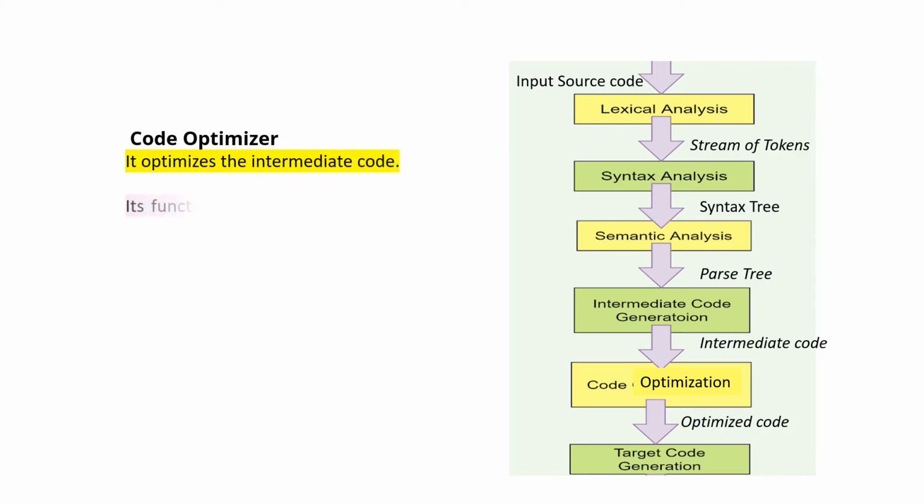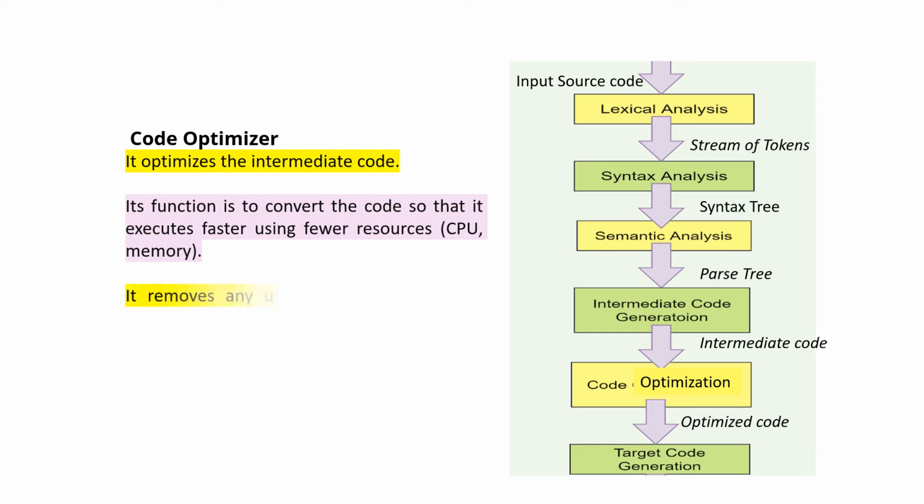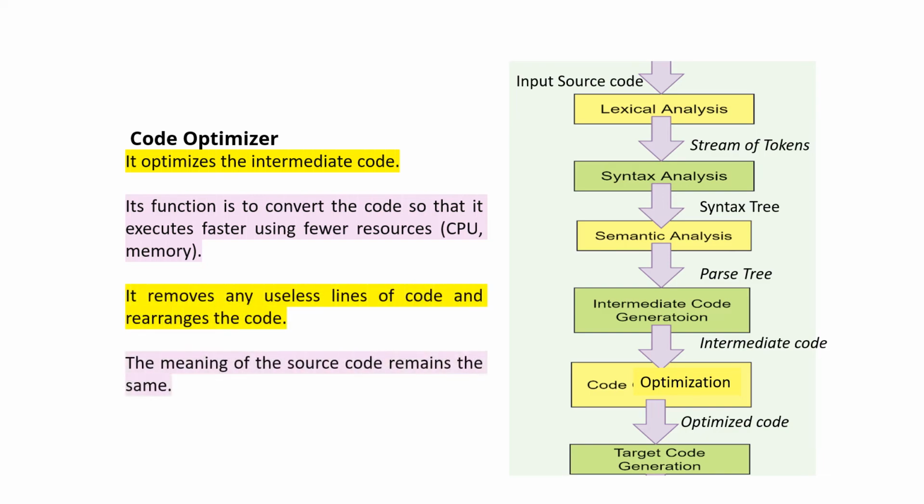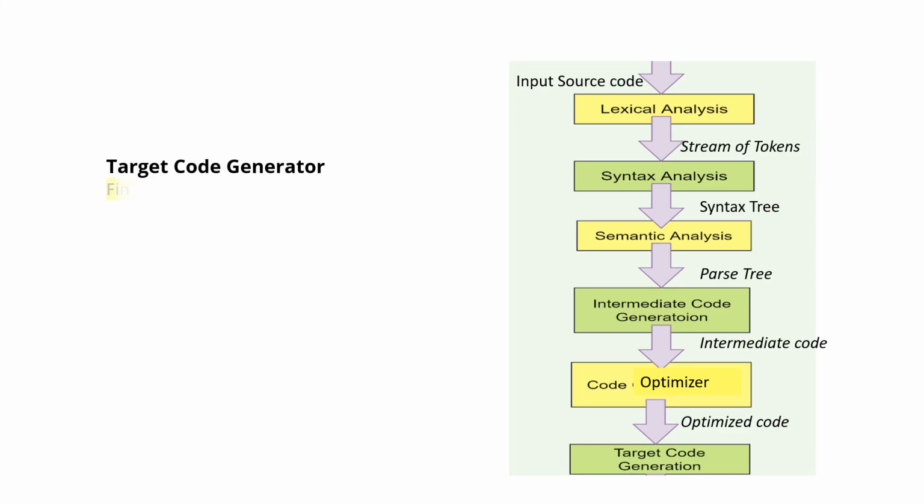Next is the code optimizer. This optimizes the intermediate code. Its function is to convert the code so that it executes faster using fewer resources such as memory and CPU. This removes any useless lines of code and rearranges the code. The meaning of the source code remains the same, but this produces an optimized code by processing in this sequence of steps. The final step is the target code generator.